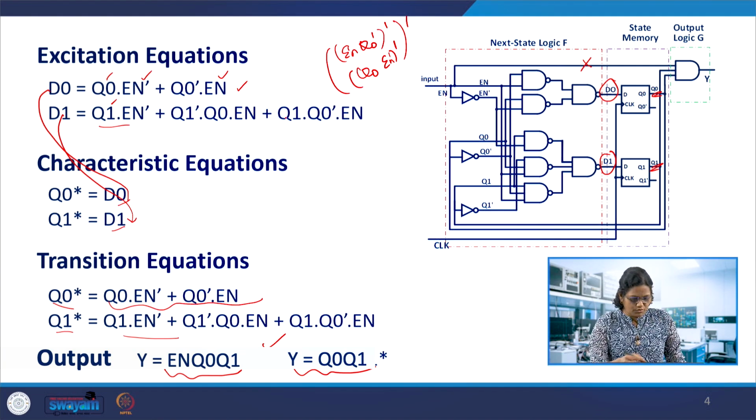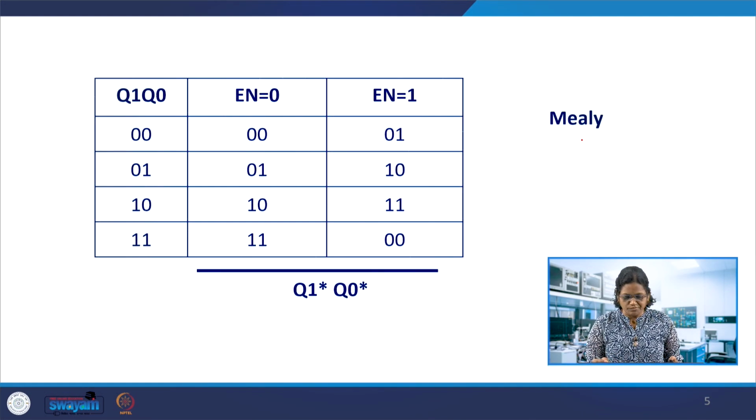So, we have these 4 steps done. From these 4 steps, we will be making certain tables to get the state transition diagram. Here is the table for the Mealy machine. First, Q1 and Q0, because there are 2 flip-flop outputs, Q0 and Q1. Suppose these can take the combinations 0 0, 0 1, 1 0, 1 1. In that case, for the enable input, if this is 0, what happens to Q1 and Q0?